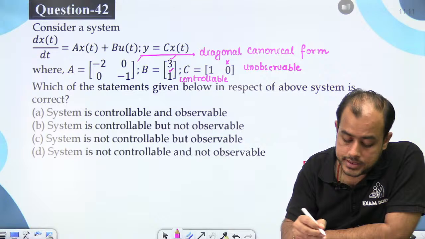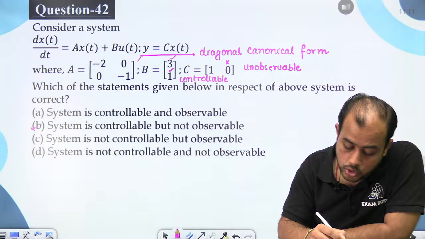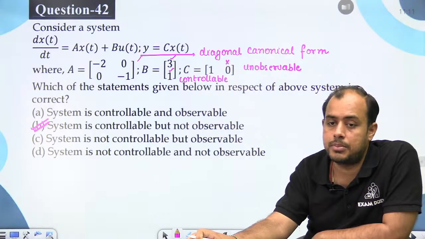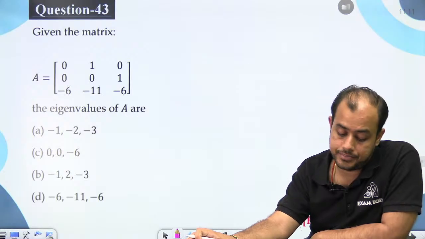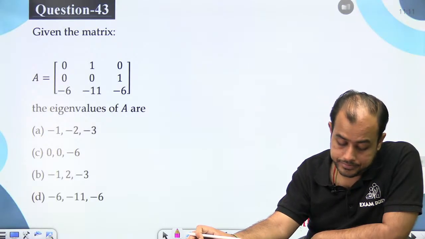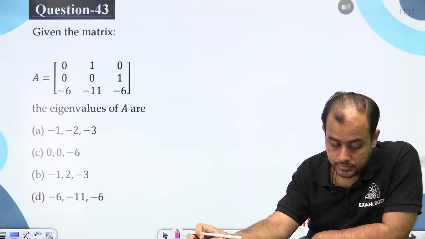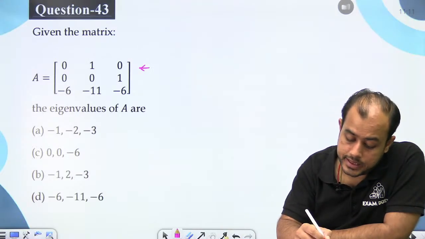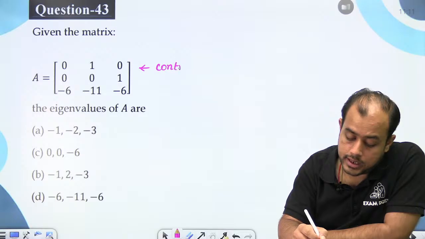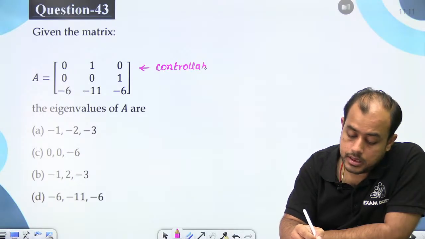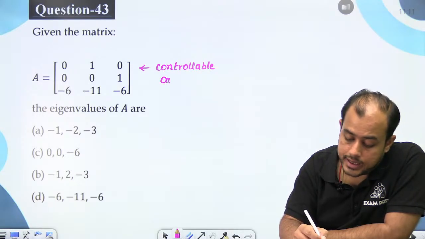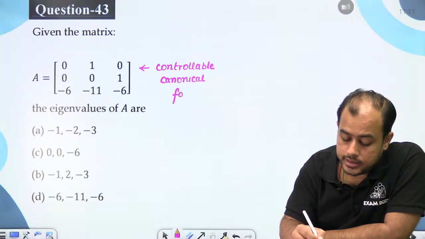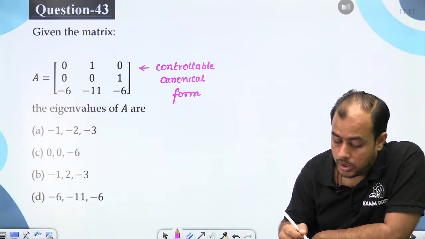B के एलिमेंट नॉन जीरो रहने चाहिए तो कंट्रोलेबल होगा. C के एलिमेंट नॉन जीरो रहने चाहिए तब ऑब्जर्वेबल आएगा. ओके. आइगन वैल्यू. दिस इज बेसिकली कंट्रोलेबल कैनोनिकल फॉर्म. आपको ना A मैट्रिक्स के सारे कैनोनिकल फॉर्म आने चाहिए. दिस इज ESE 2008. दिस इज कंट्रोलेबल कैनोनिकल फॉर्म.